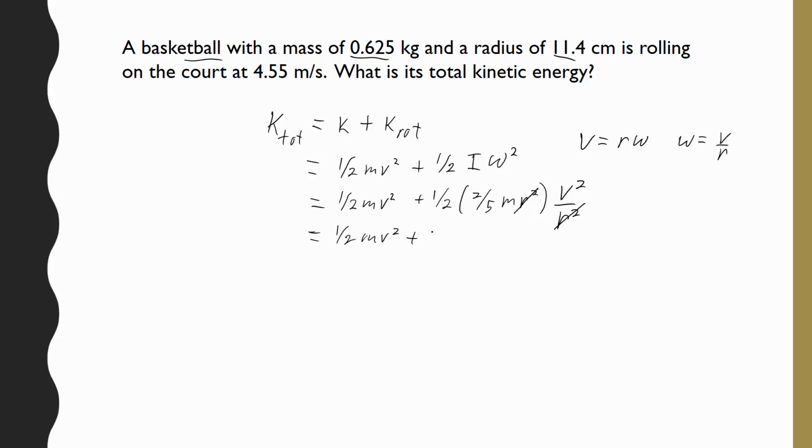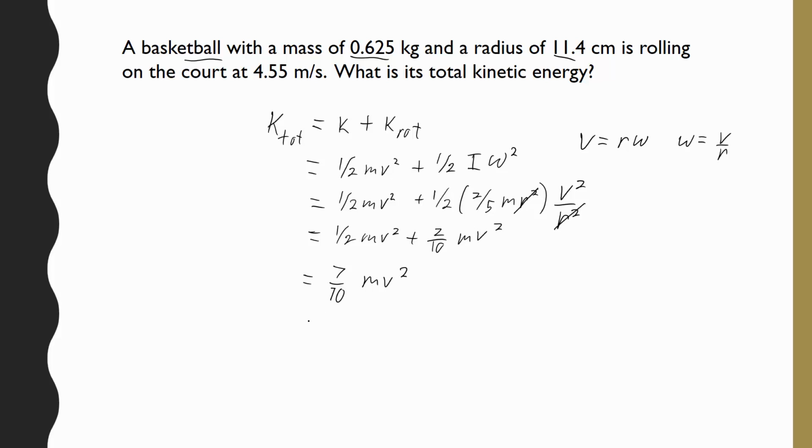I've got 1/2 times 2/5, which is going to give me 2/10 mv squared. And I just have to add these things. 1/2 is 5/10 plus 2/10 is 7/10. That's an ugly 10, but you get the idea. So here's a nice formula. This is only good for a rolling ball, so don't use this for a hoop or a cylinder or anything like that, just for a ball.